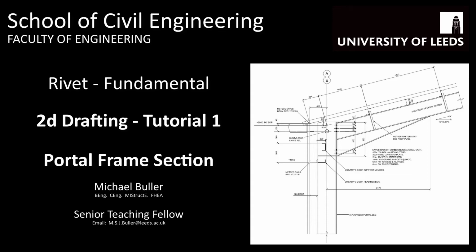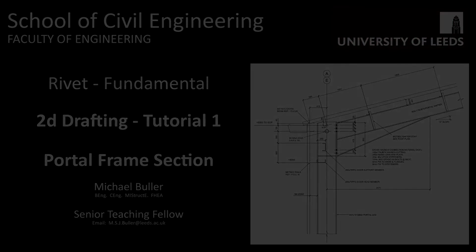Hello, my name is Mike Buller and this video introduces the concept of 2D drafting using Autodesk's Revit 2018. This first video looks at drawing a section through a portal frame and concentrates mainly on the foundation and the main elements of the frame itself. Subsequent videos will also look at the details associated with the portal frame, for example adding purlins and cladding, and then finally looking at dimensioning and text.